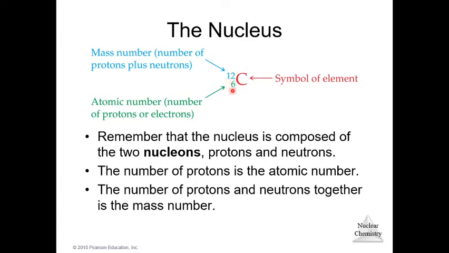The number on the lower left is the atomic number, which is the number of protons. On the upper left is the mass number, which is equal to protons plus neutrons. So carbon 12 has 6 protons and 6 neutrons for a mass number of 12. So this should be review. You should have seen this before. I'm just refreshing your memory here.